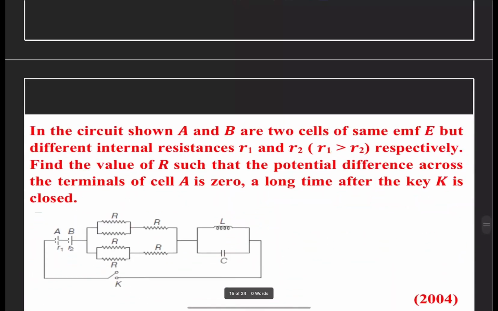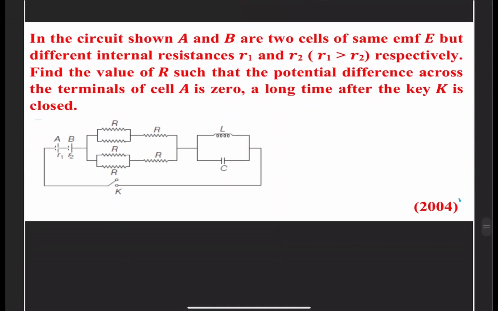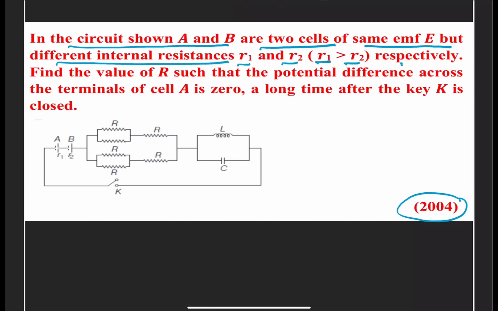And this question was asked in the year 2004. And here it is said that in the circuit, A and B are the two cells of same EMF E but different internal resistances R1 and R2, where R1 is greater than R2 respectively. Find the value of R such that the potential difference across the terminals of cell A is 0 a long time after the K key is pressed.